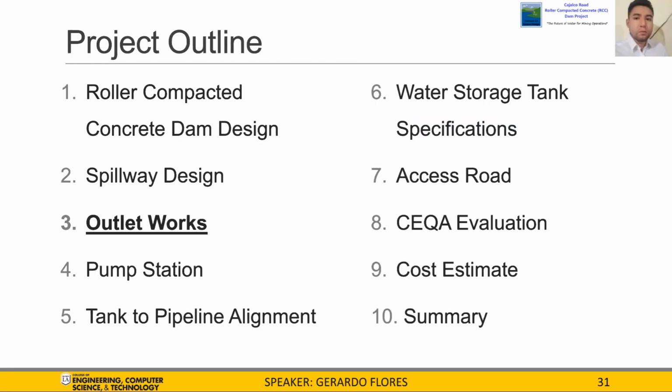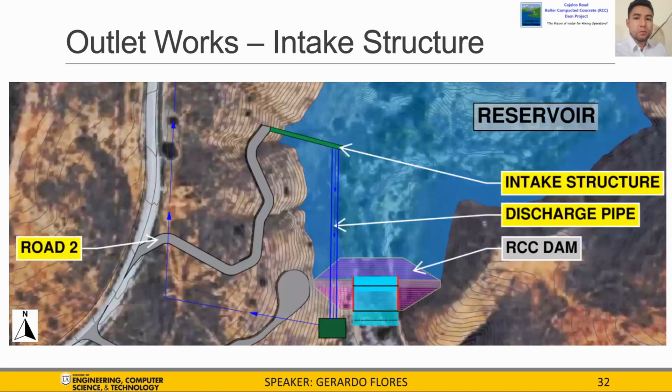In this section of the presentation, we will be presenting our proposed design for the outlet works. The following image shows the outlet work design consisting of an incline intake structure and access road to the intake structure connecting to Eagle Canyon Road, and one emergency discharge pipe connecting to the intake structure. The incline structure is located 310 feet upstream of our proposed RCC dam.